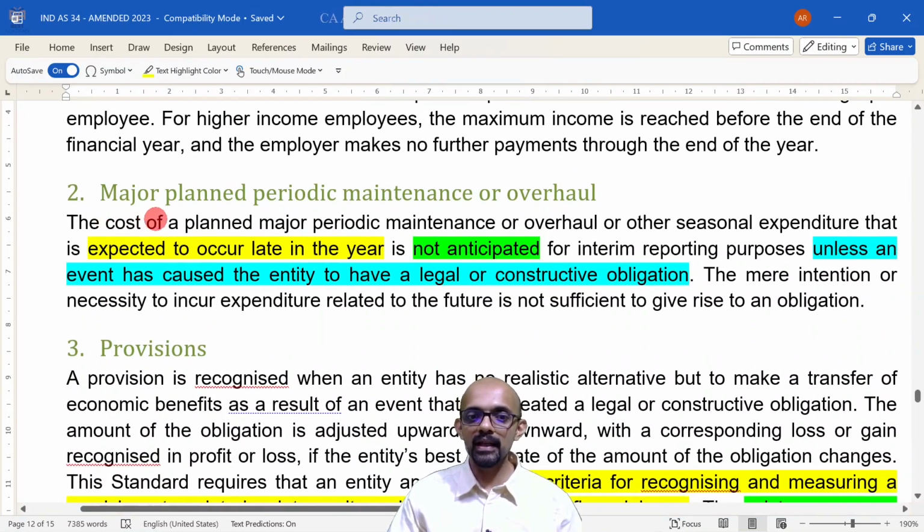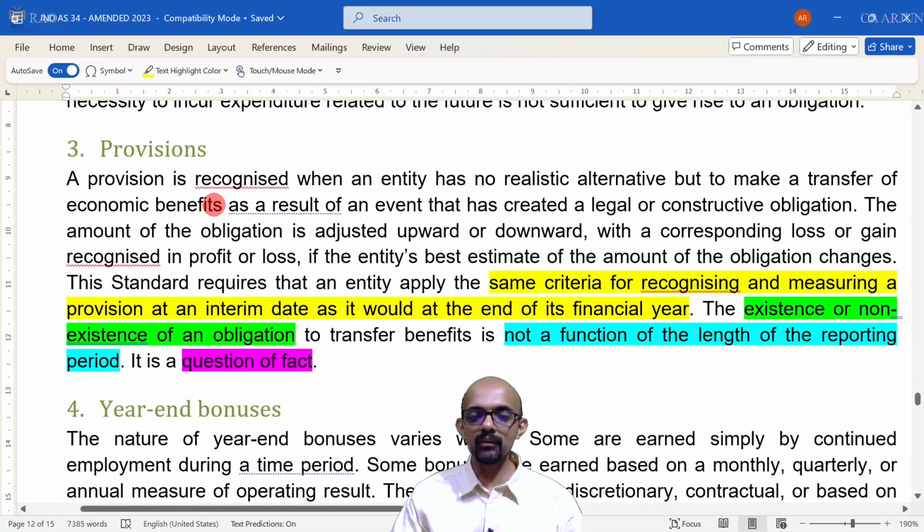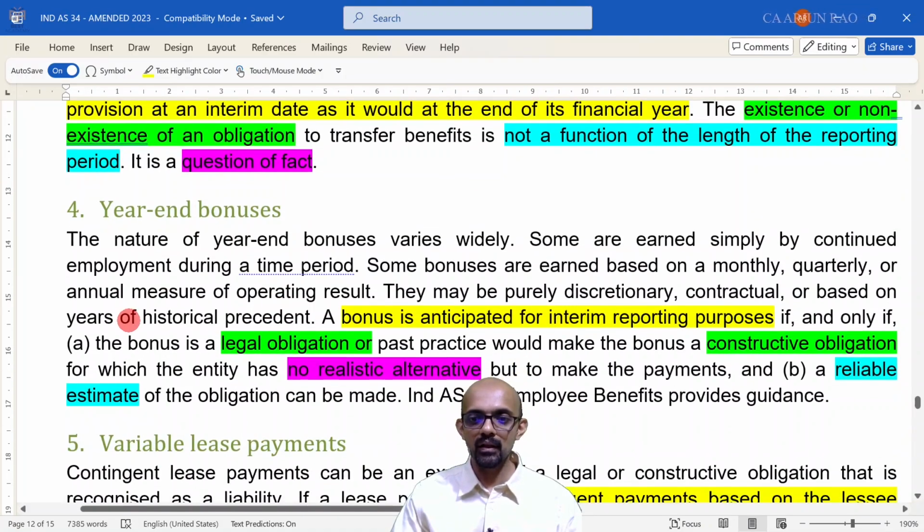When you look at major planned periodic maintenance or overhaul, for annual, will you recognize a liability? It is not mandatory. Planned periodic maintenance or overhaul is generally not legally mandatory. Unless there is a legal or a constructive obligation, you are not going to recognize a provision. If there is a legal or a constructive obligation, then yes, otherwise generally you will not recognize. Same way for provisions also. There has to be an obligation, and only then will you recognize a provision in the interim financial statements.